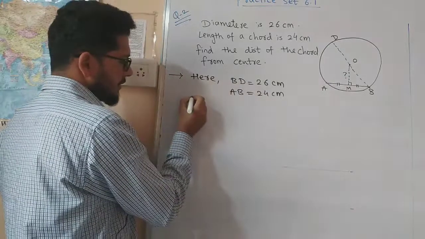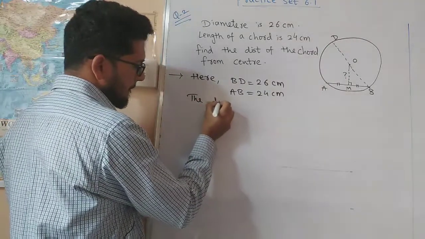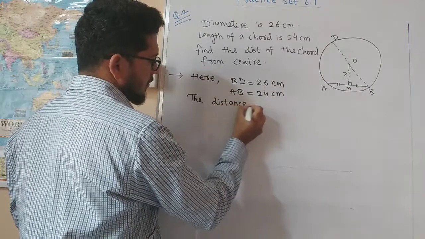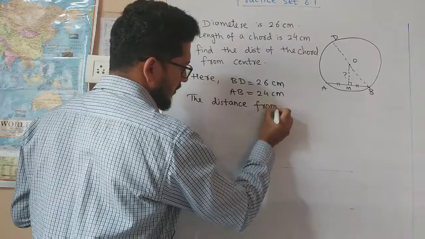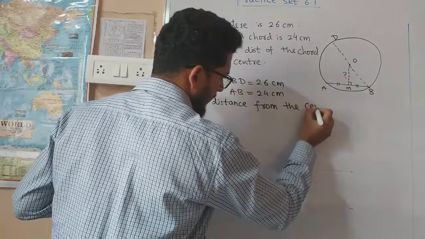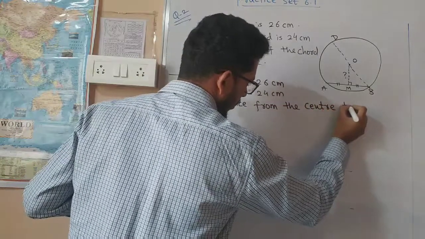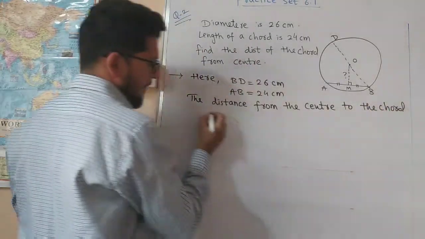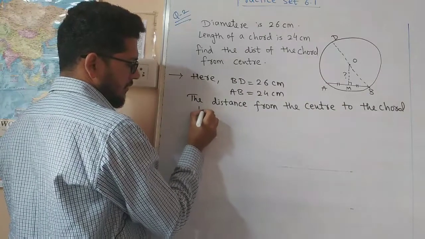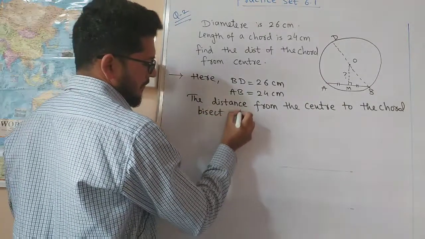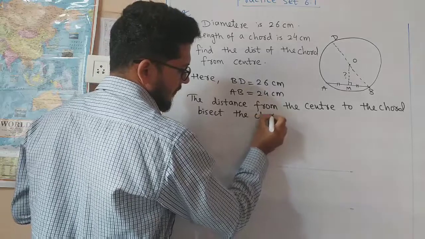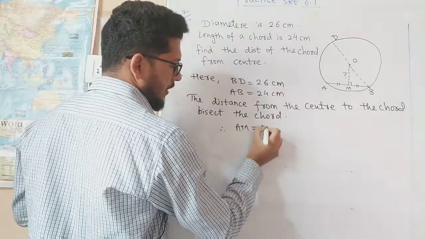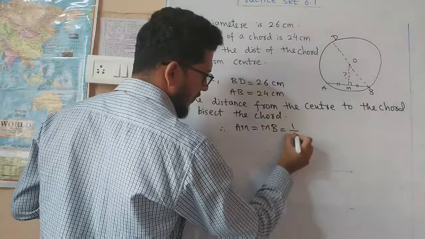First we will write the statement. The distance from the center to the chord bisects the chord. Therefore AM is equal to MB is equal to half of AB.